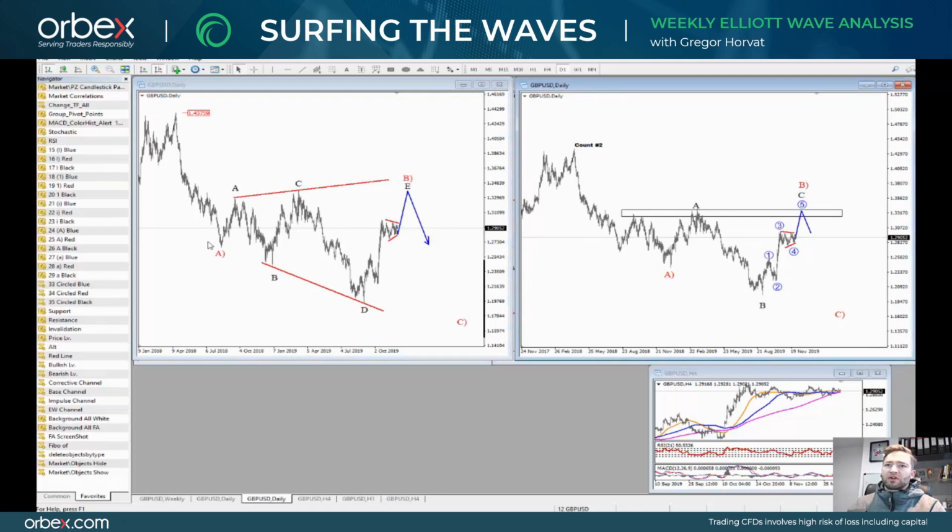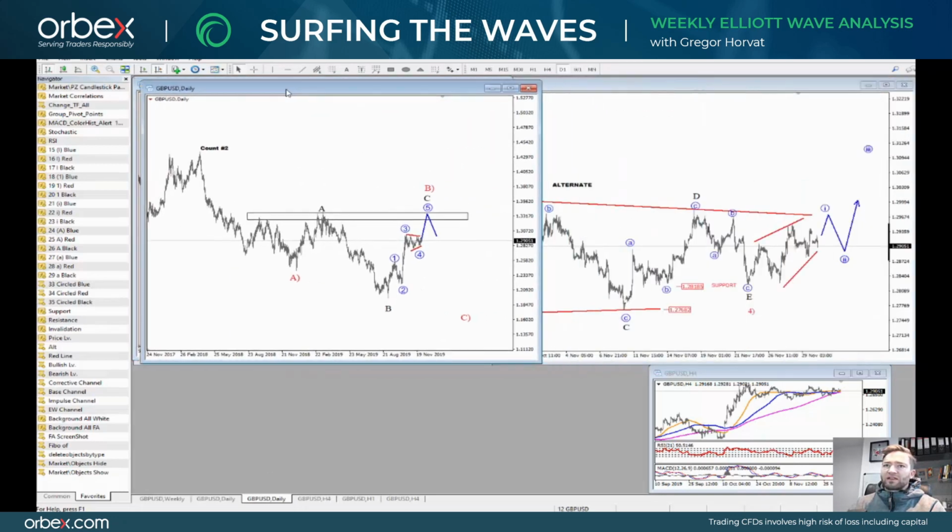The first one is that this is wave A, okay, this was the wave A low, and then you have an expanding triangle on the way, which means that wave E could lift prices back to this wave C swing high, okay? The next interpretation that I also like is here, it's actually a flat formation.